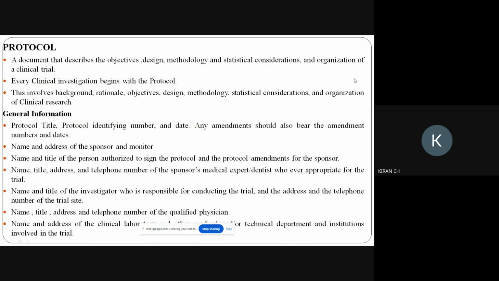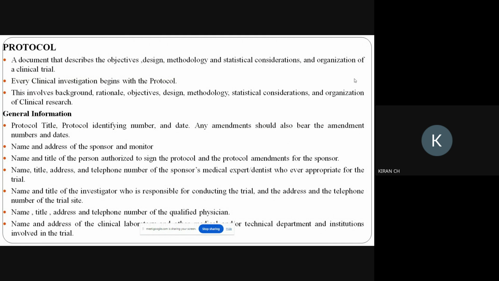So first we should learn what a protocol is. Protocol, as I said, is a document that explains the study completely: how to handle the study, what we should do, and what processes we have to follow when we are conducting the study. All these things we can know from the protocol itself.